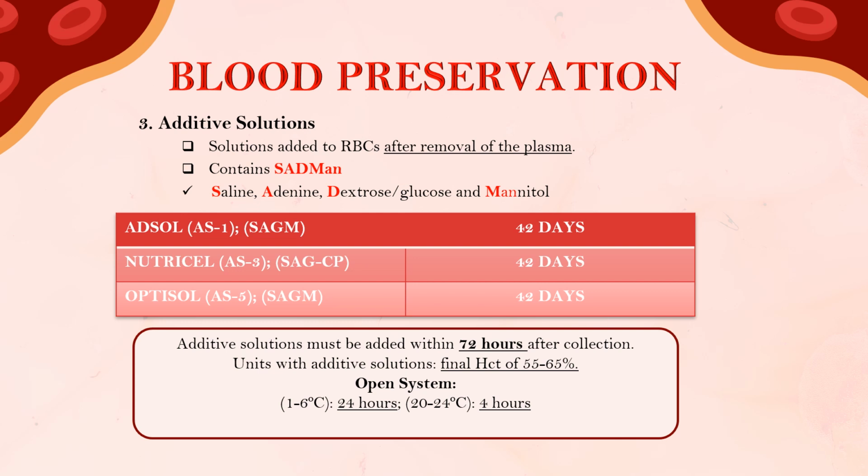So your additive solution will extend the shelf life of RBCs up to 42 days. However, if the component unit has been altered into an open system, the expiration of this unit changes from 42 days to 24 hours if the unit is kept at 1 to 6 degrees centigrade, and from 42 days to 4 hours if the unit is kept at 20 to 24 degrees centigrade.